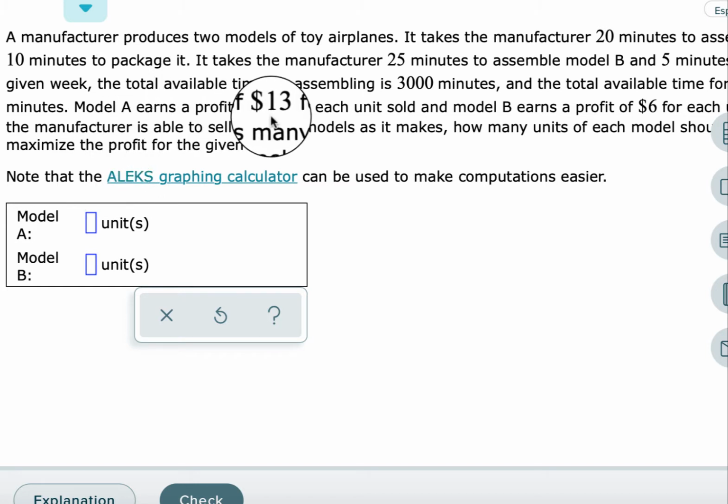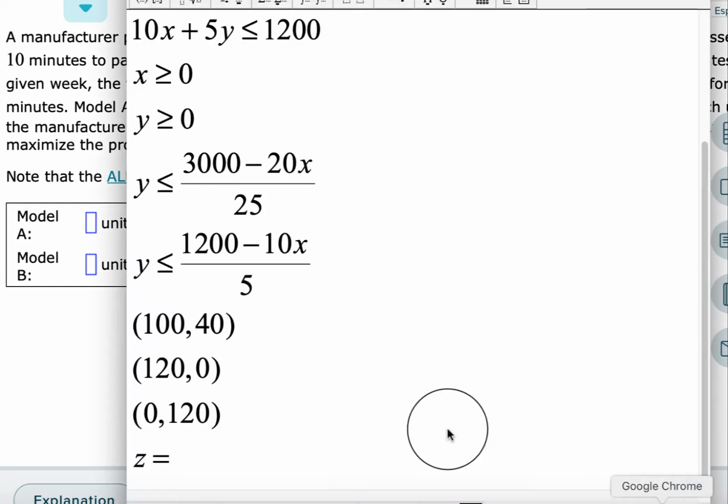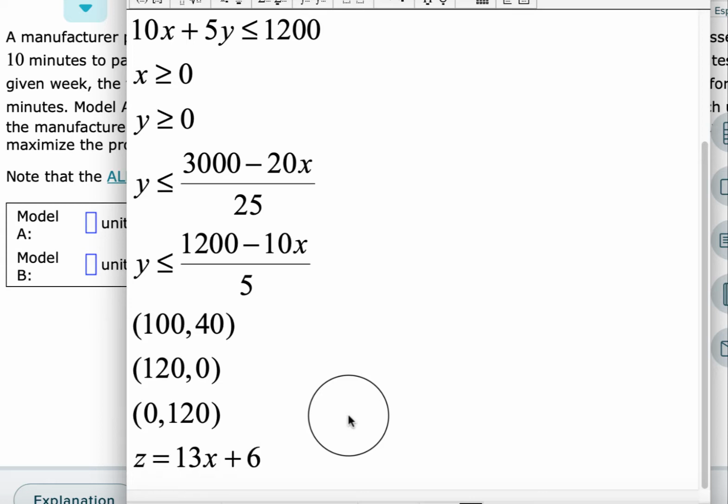Our profit was 13 for Model A and 6 for Model B. So we have 13x, where x represented Model A, and then 6y, and y represented Model B. So we'll plug in those values, and when we do 13 times 0 plus 6 times 120, I don't believe that's going to be bigger than 13 times 100 plus 6 times 40. And 6 times 120 is 720. So clearly that's not going to work either. So the biggest one's going to occur at the intersection point.